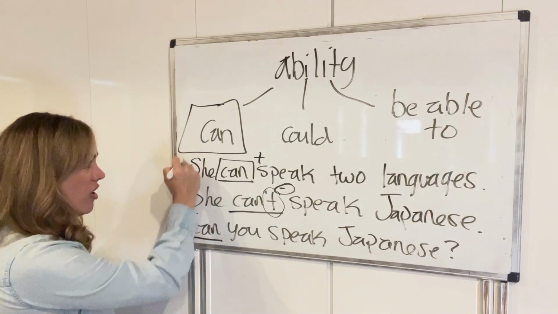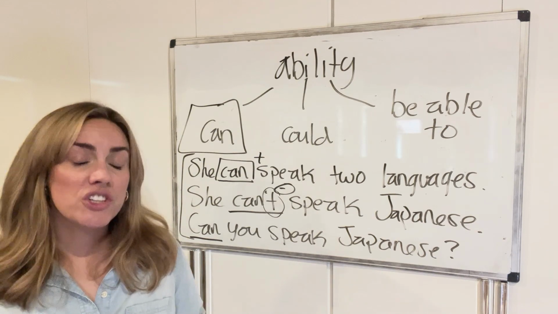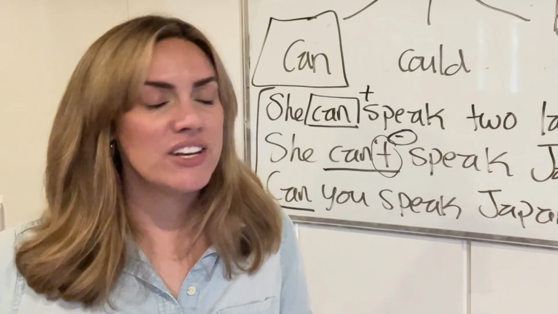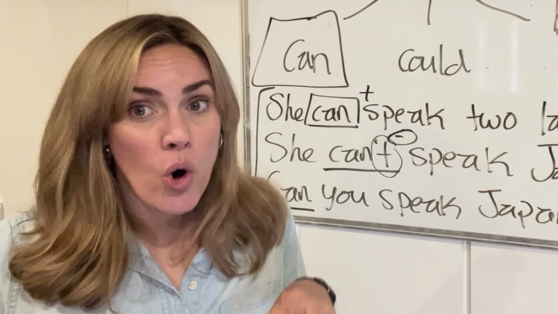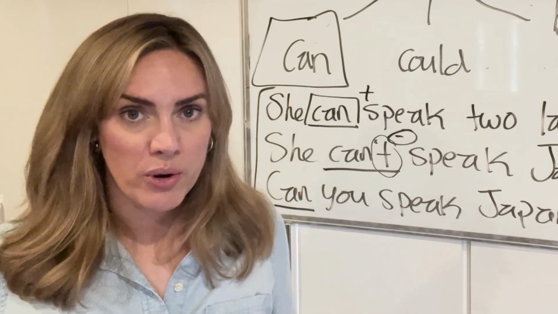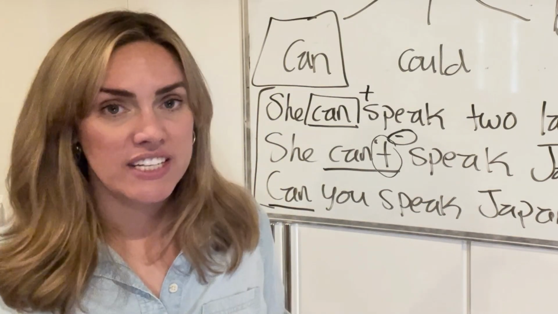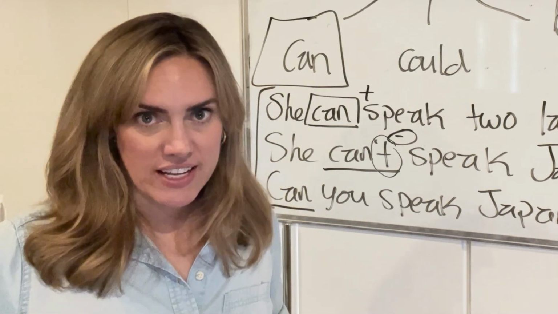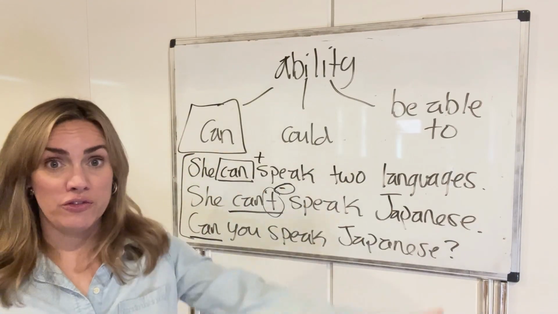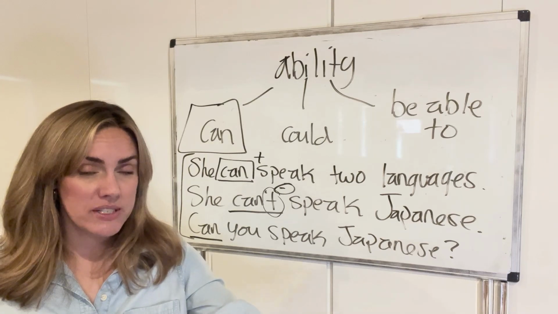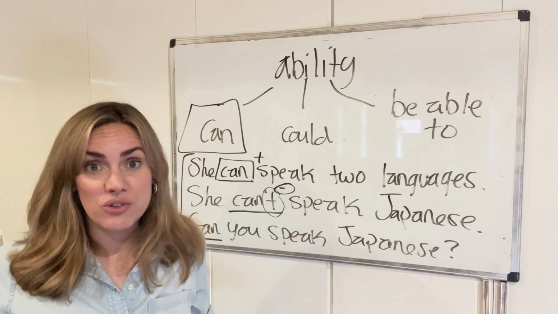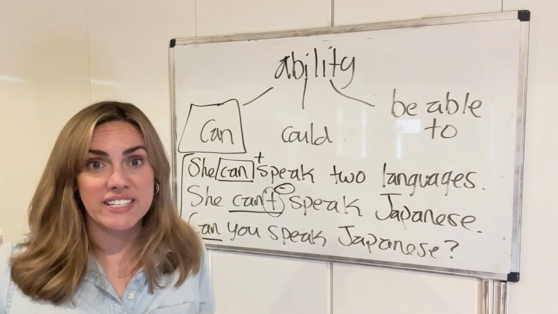So in all of these examples, we're talking about present time. We're not talking about the past. We're not talking about what's happening right now. We're talking about just general present facts or routines, habits, things like that. We can use the word can to refer to the future sometimes, but we don't use it to refer to the past. We usually use it just to refer to the present time.